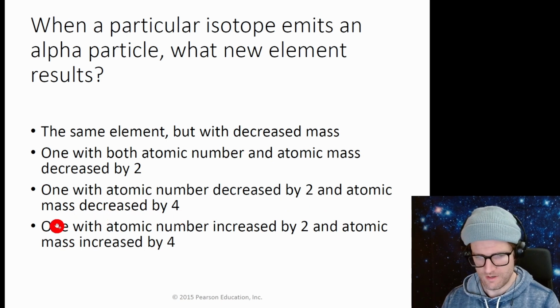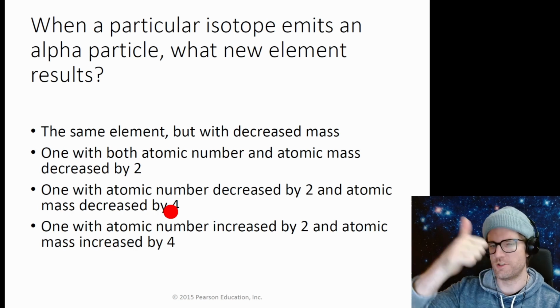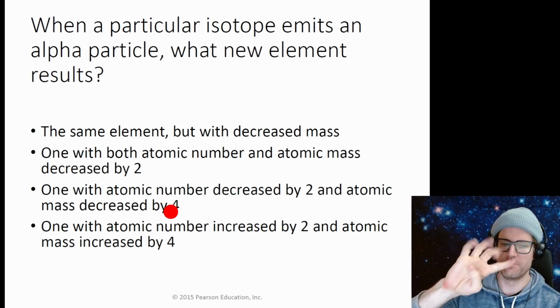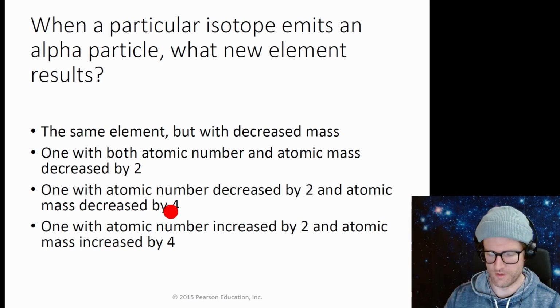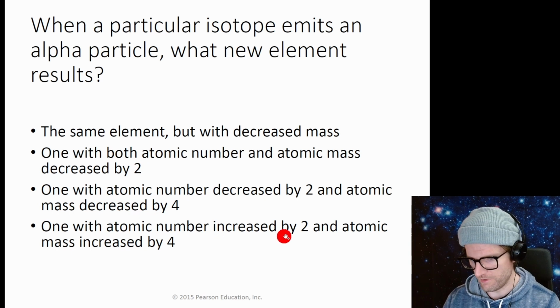No. Oh, remember, it's protons and neutrons getting ejected. So the atomic number is going to be reduced by 2, but the mass number will be reduced by 4 because 4 nucleons are leaving. So that sounds like the best answer. One with atomic number increased by 2. No, not increased. So it's going to be this third one.